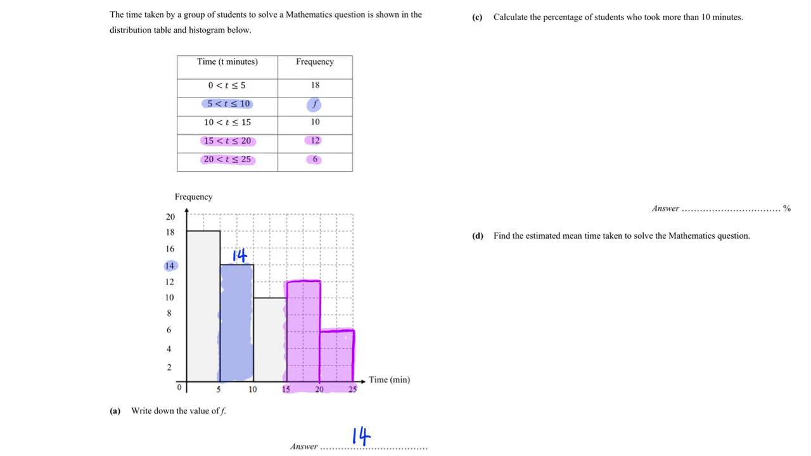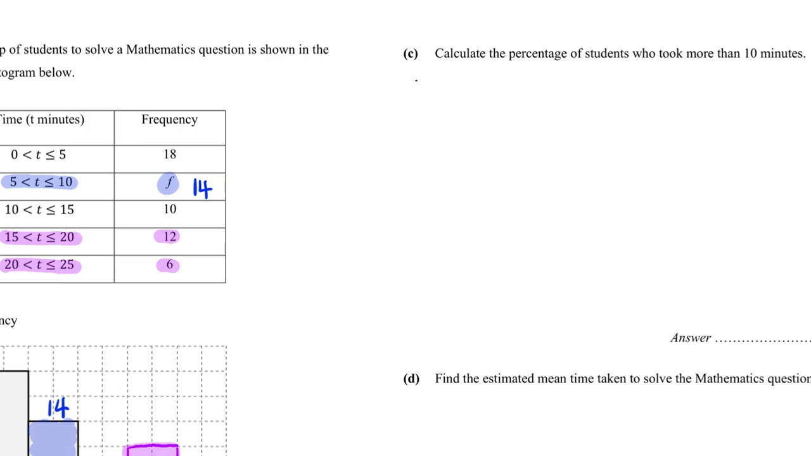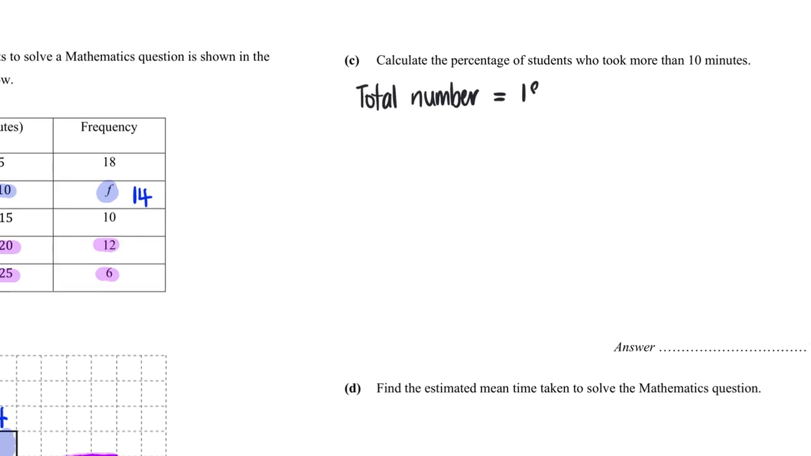Part C, calculate the percentage of students who took more than 10 minutes. Okay, so now that I know this is 14, the very first thing for this particular question is I do need to know what is the total number of students. So it will be 18 plus 14 plus 10 plus 12 plus 6. And this will be equals to 60 students.